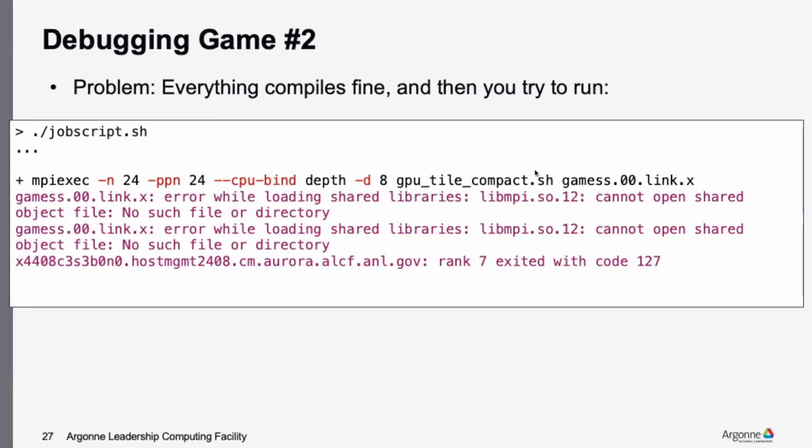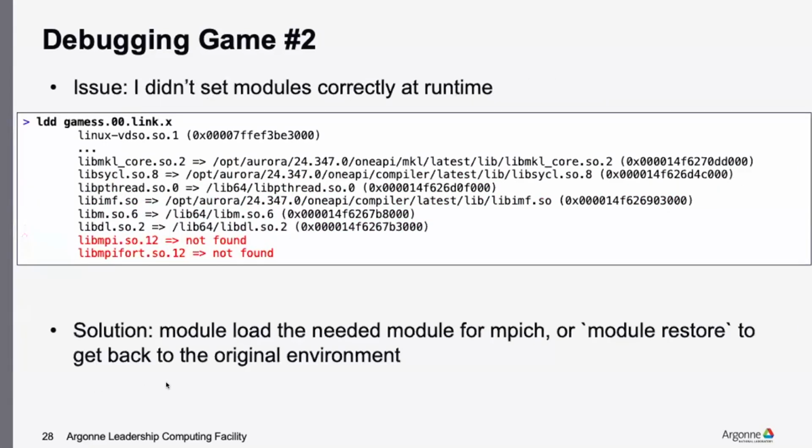libmpi.so.12: cannot open shared object file: No such file or directory. So this is another common one, runtime can't open shared object file. So what was the issue?